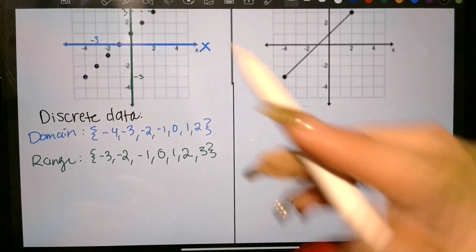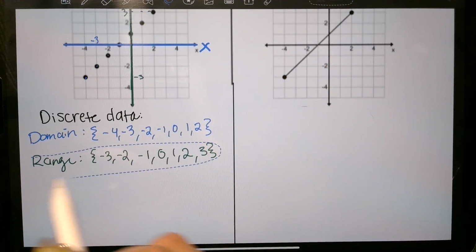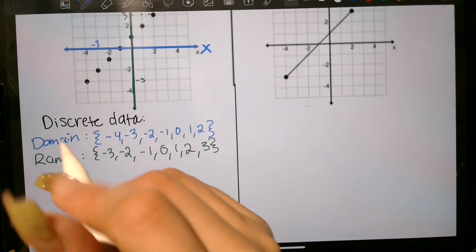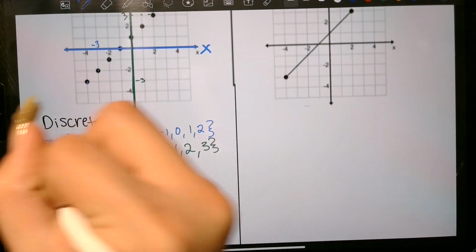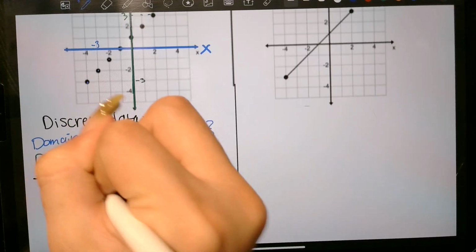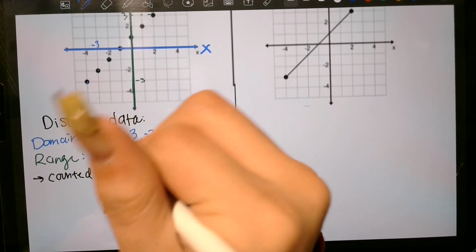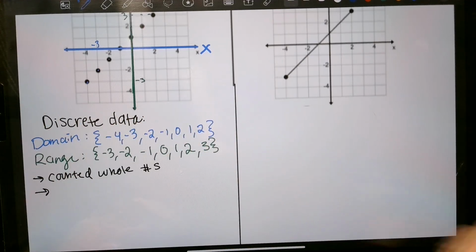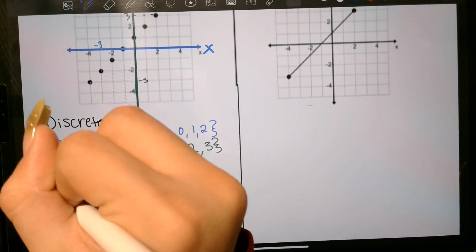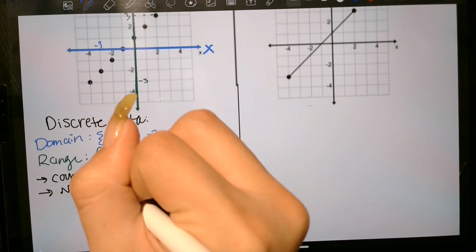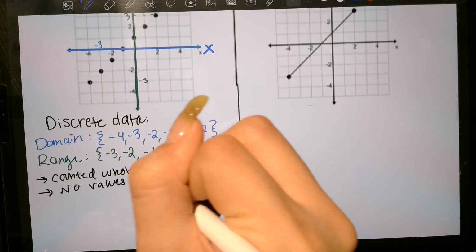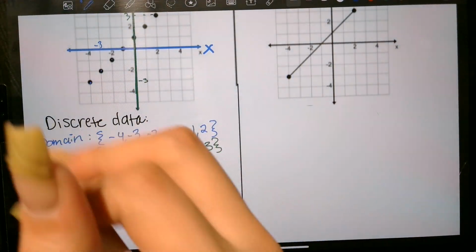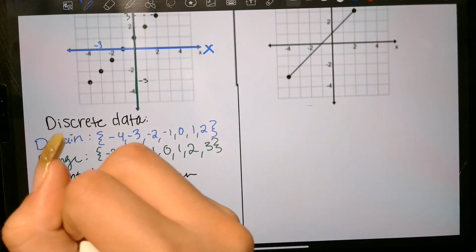Okay, so now let's talk about what actually would make us know that it's discrete data in a word problem, because we are going to see those. And let me move this up a little bit so we have a little bit more space. I know y'all can't do it, sorry. So discrete data is counted whole numbers. So we kind of talked about this when we first went over it. Counted whole numbers. No values in between. And you can see they don't connect. There's no values in between these numbers, and then answers are separate.